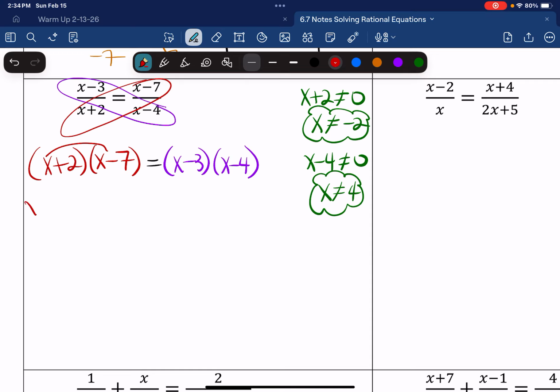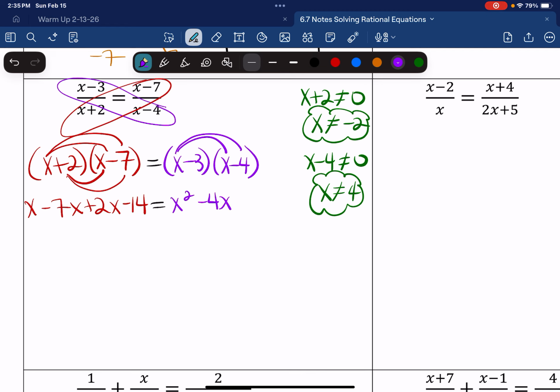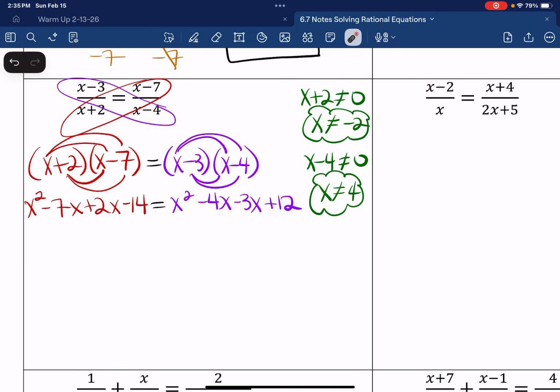So we've got x squared minus 7x plus 2x minus 14. And all of that should equal x squared minus 4x minus 3x plus 12. So we've distributed that out. We don't have any more parentheses, so we can solve this equation. I forgot a squared term. So sorry. X times x gives us x squared right there.